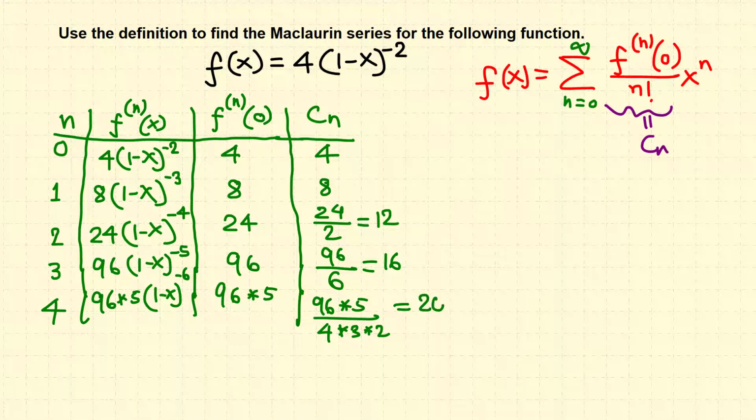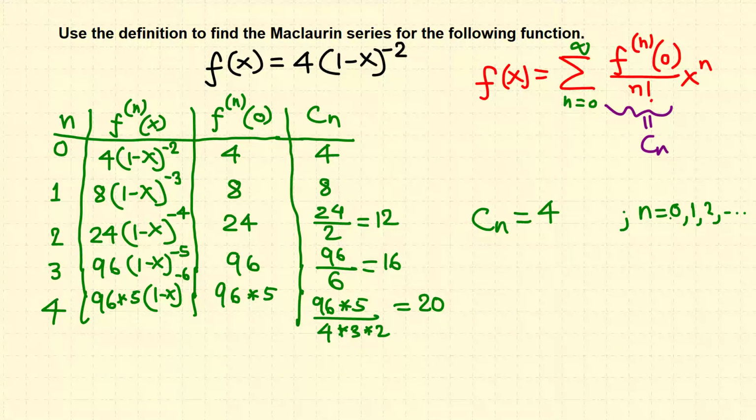Now we see the pattern. This is 4, 8, 12, 16, 20. So these are multiples of 4. This is 4 times 1, 4 times 2, 4 times 3, 4 times 4. This is 4 times 5. So we can write in general, cn is starting at 0, right? So n from 0, 1, 2, etc. So multiples of 4.